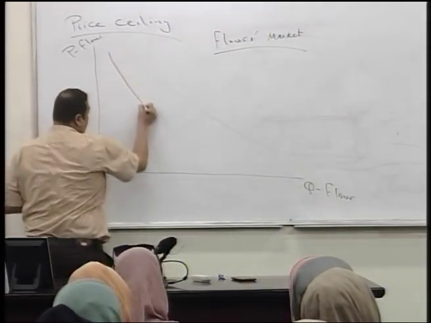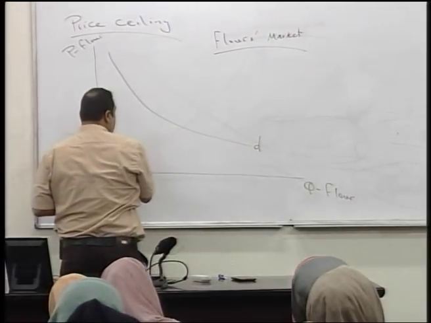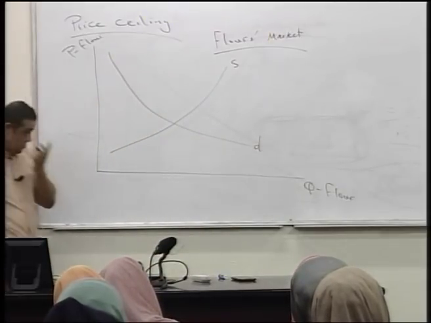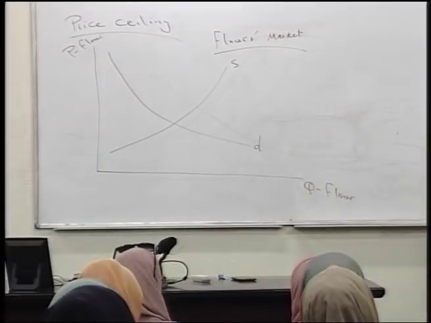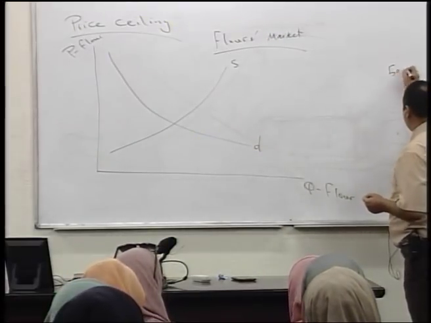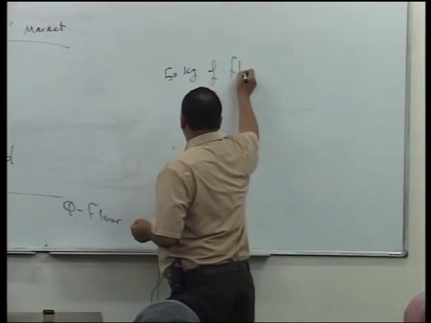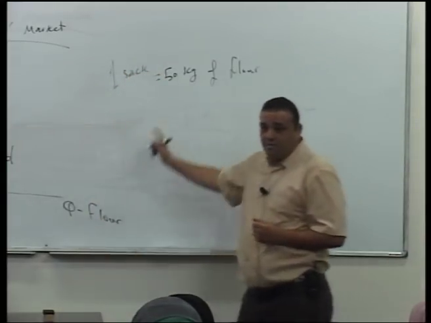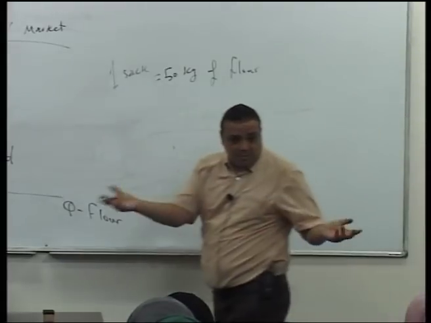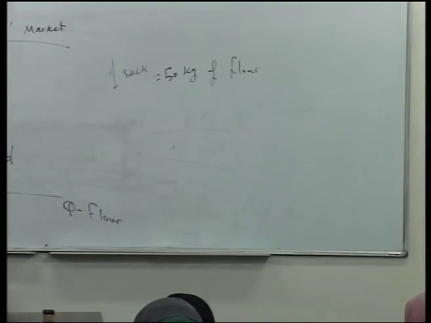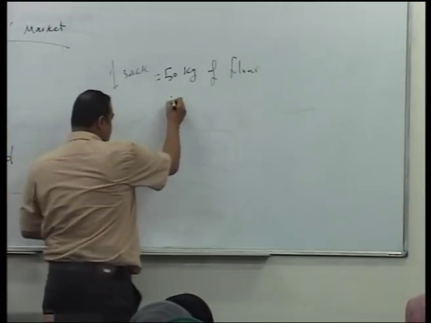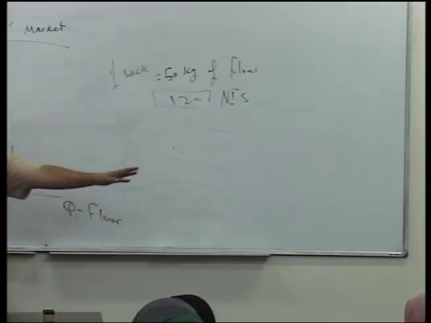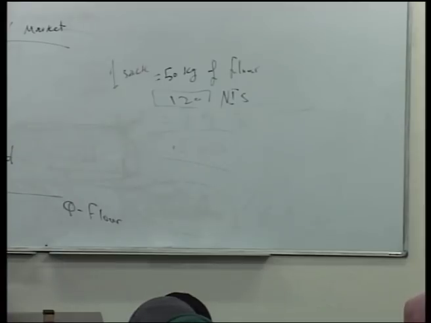And here's the demand for flower and supply of flower. Per sack of flour, 50 kilogram of flour. If this is a sack of flour of 50 kilograms, how much does it cost in the normal situation? 120 shekels. Okay, this is in the normal situation. This is an assumption here.